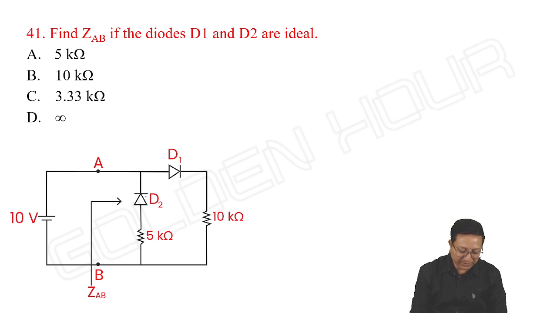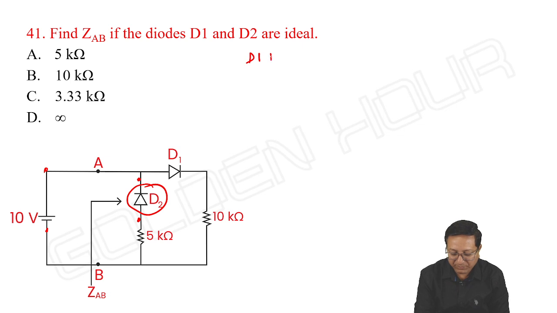Anyway, as far as this circuit is concerned, there is no possibility for D2 to conduct because its cathode is going towards the positive terminal and anode is going towards the negative terminal of the supply. D2 is off and D1 acts as short circuit. So D1 is on and D2 is off. So what is the equivalent circuit?